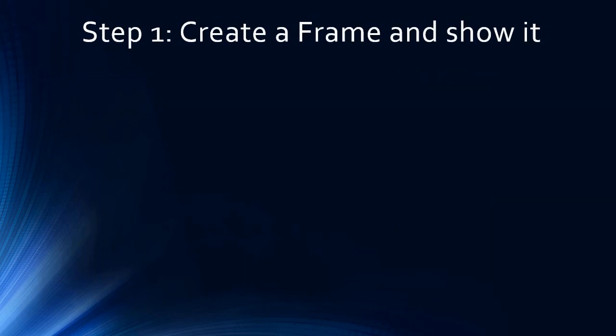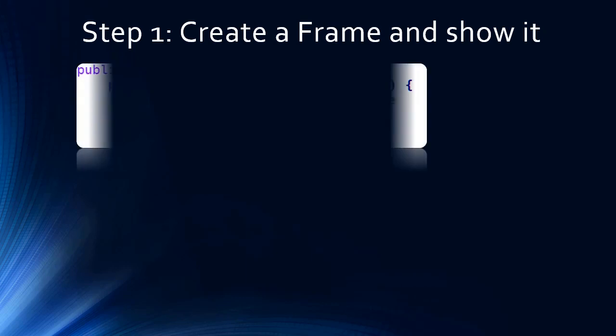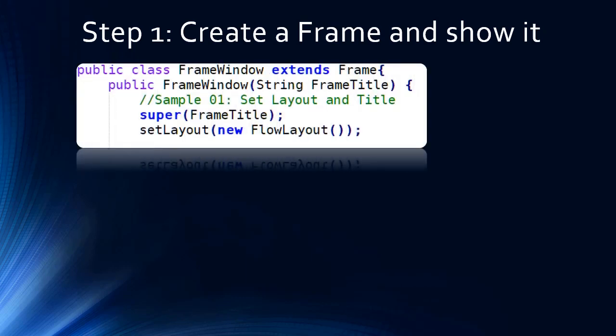Alright, first let us create the frame window and show it to the user. What we have to do, we can create our own class, then we can extend that class from Frame. Then to set the title, we make a call to the base class constructor, super, and for that super we pass the string, the frame title. Whatever title we pass, that will be set as the frame window title. Next, using the setLayout method of AWT, we are setting the flow layout for our Java frame window.